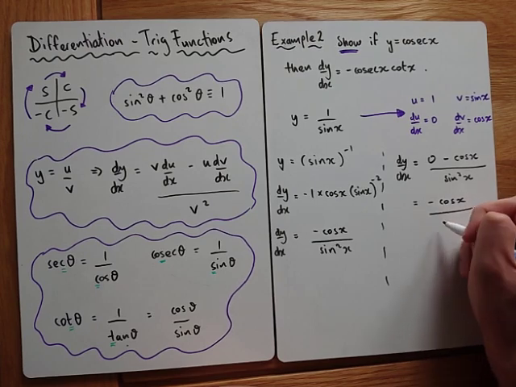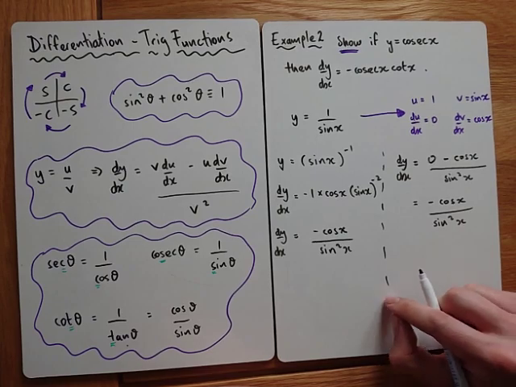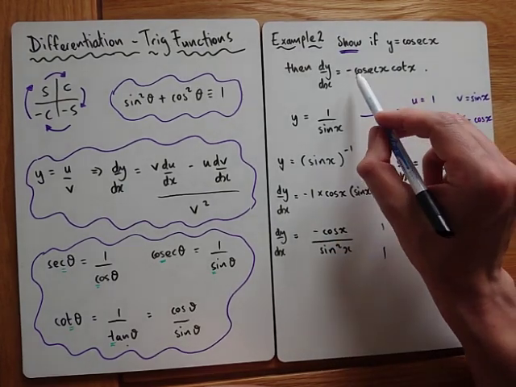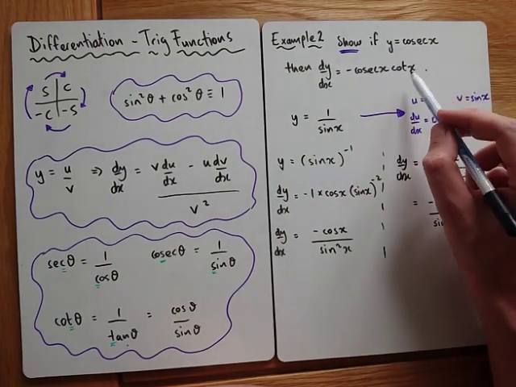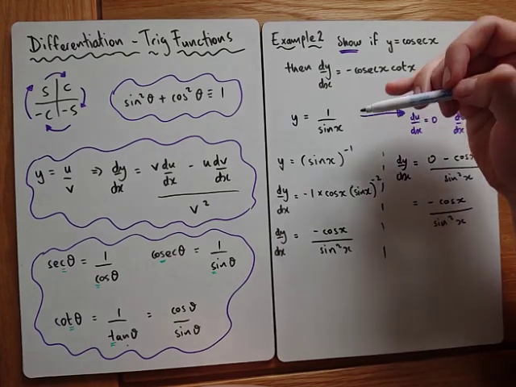Knowing both techniques is going to be really important for the A level anyway, because depending on the question you have to use different techniques. So we've got minus cos over sine squared, minus cos over sine squared. Look at the answer we're trying to get to. With a show question, quite often it's useful if you check your answer and work backwards a little bit.